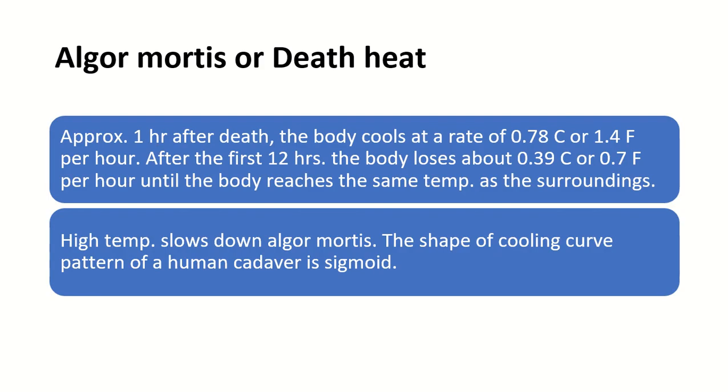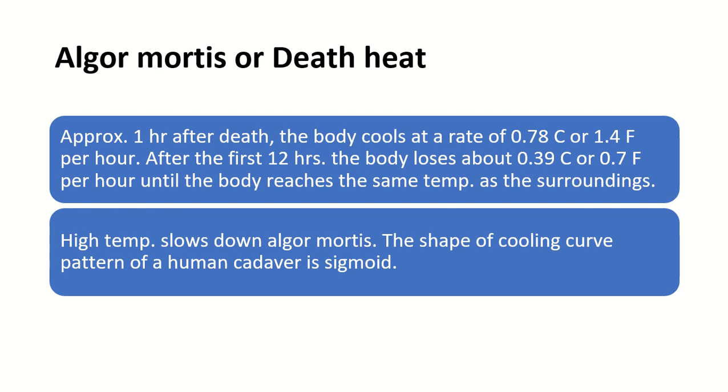Now algor mortis or death chill, the cooling down of the body. Approximately 1 hour after death, the body cools at a rate of 0.78 degrees Celsius or 1.4 degrees Fahrenheit per hour. After the first 12 hours, the body loses about 0.39 degrees Celsius or 0.7 Fahrenheit per hour until the body reaches the same temperature as that of the surroundings.